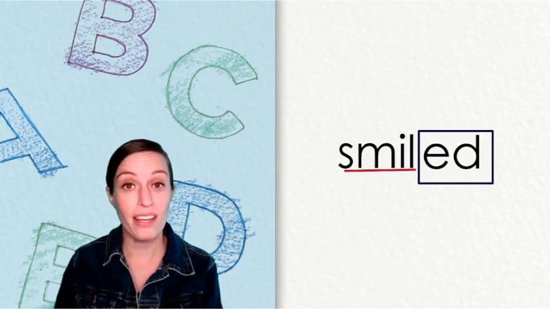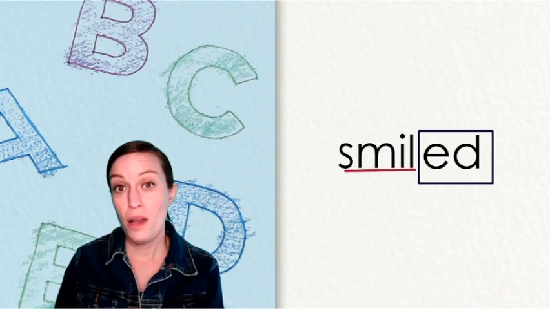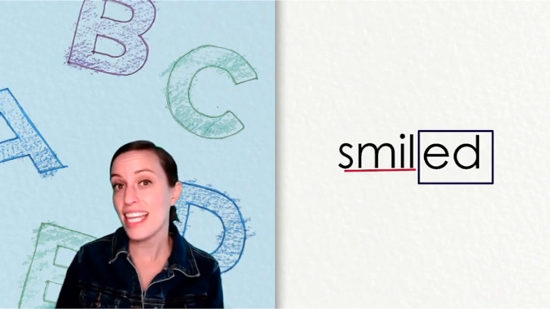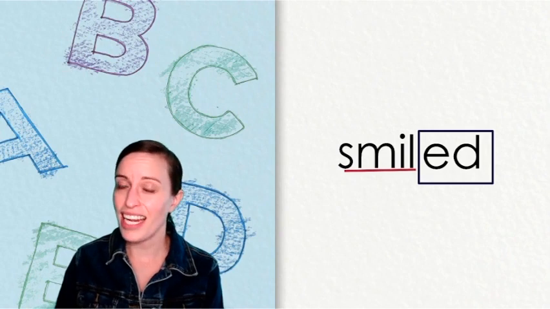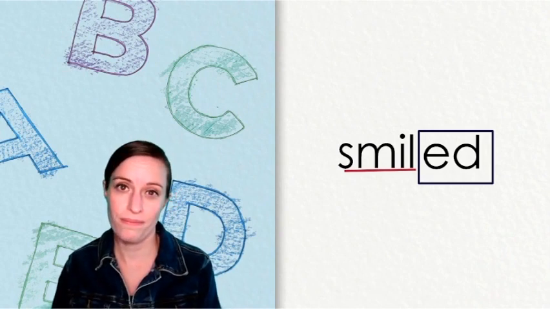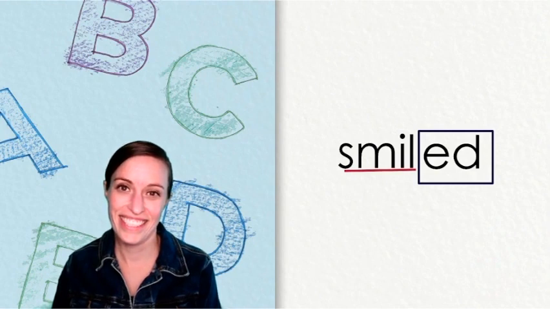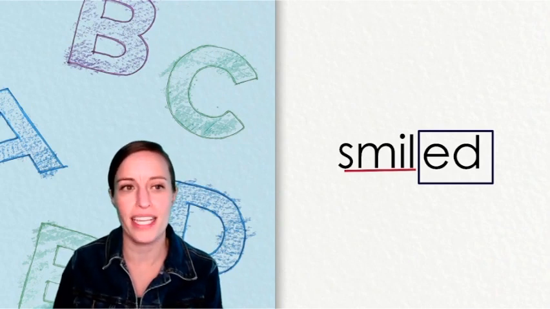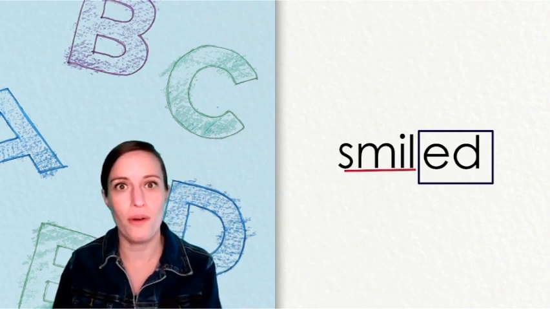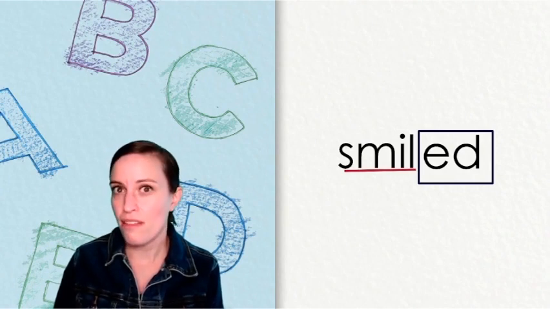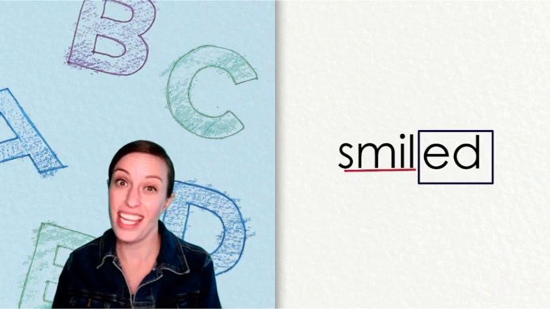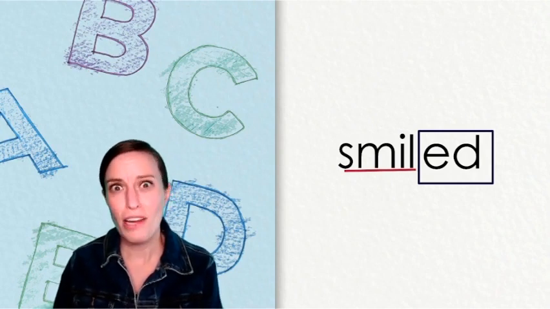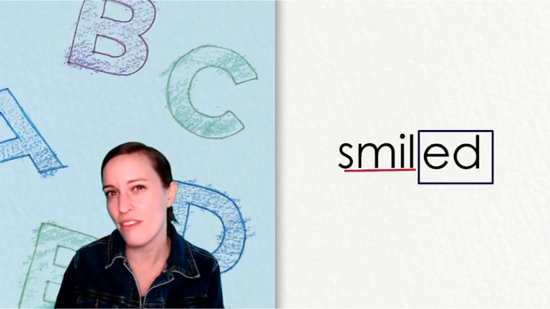You can write the word smiled on your paper. Put a box around the suffix ed and underline that base word, smile. Notice that the suffix ed also begins with a vowel, so it fits the pattern we've noticed. When the suffix starts with a vowel, we take off the magic E before we add it. Great job being sleuths as we looked carefully at suffixes.